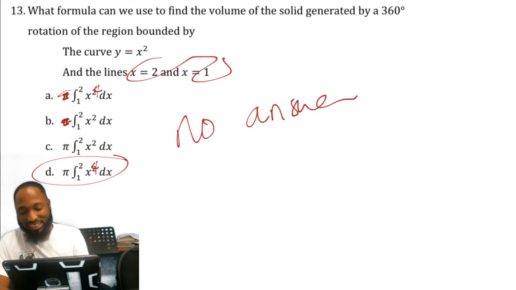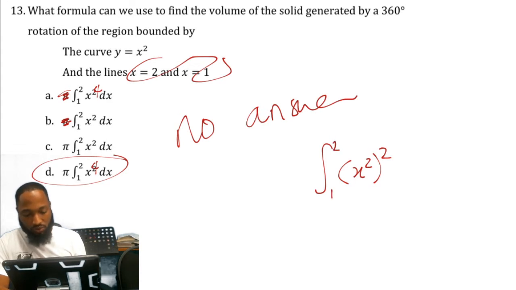Now the answer is D. Now what is really going on in this question? You have to square. So you have x squared here, that needs to be squared as well. You're going between the limits 1 to 2, and then you're multiplying that by pi. So x squared squared is x to the power 4.